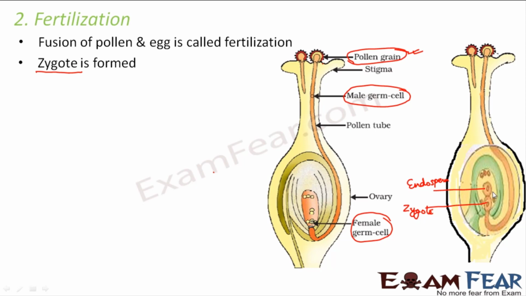So that means the first step was pollination, where the pollen grain reaches the female reproductive part, that is, the pollen grain reaches the stigma. The second step is fertilization, where the male germ cell present inside the pollen grain will reach the ovary and fuse with the egg cell to form the zygote.